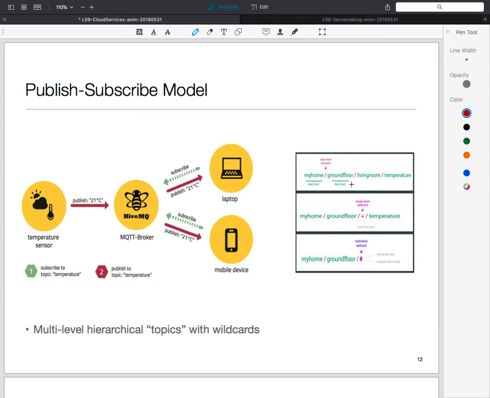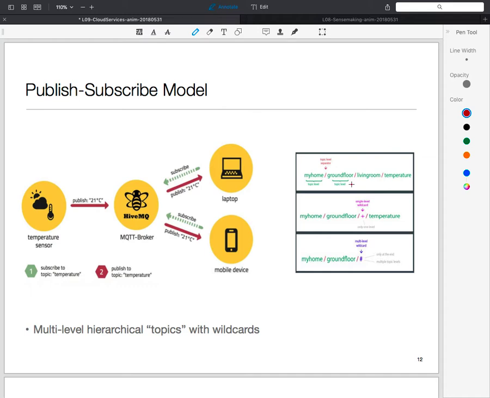So what you see in this case is the temperature sensor is publishing, and different clients will subscribe, and whenever this sensor publishes, that information is pushed to the clients. Okay, so again, the MQTT system takes care of that.